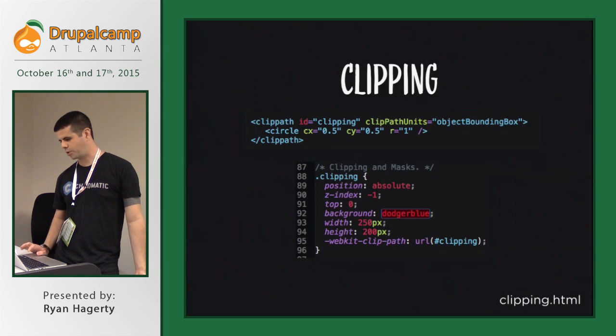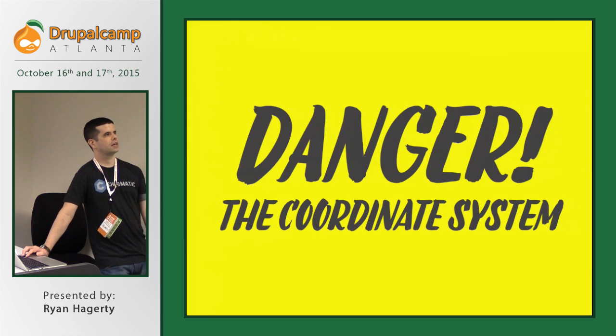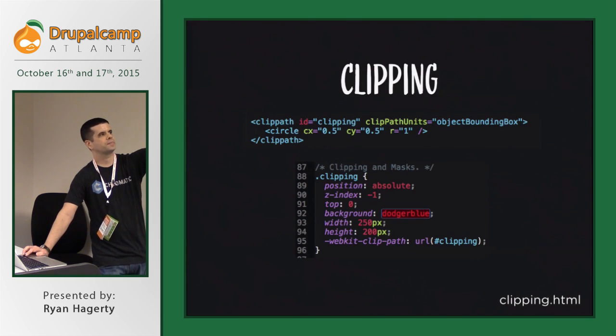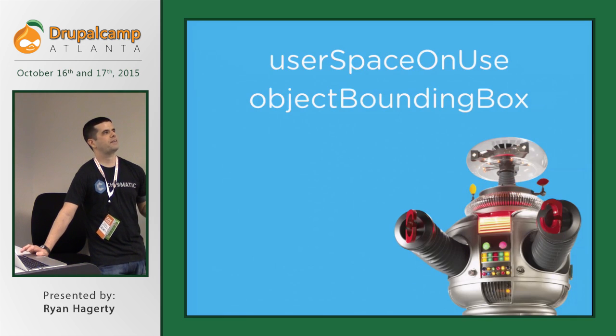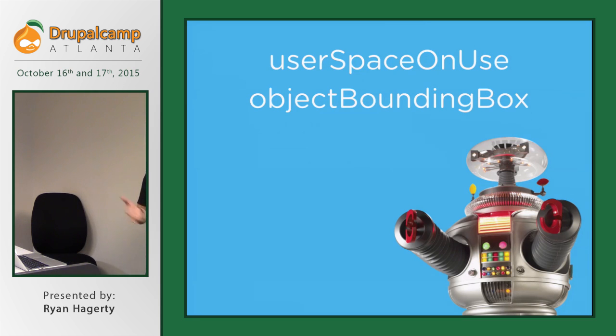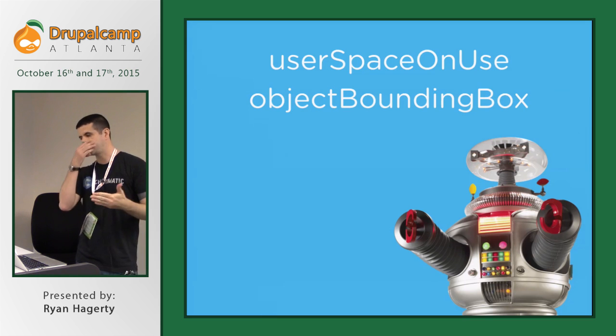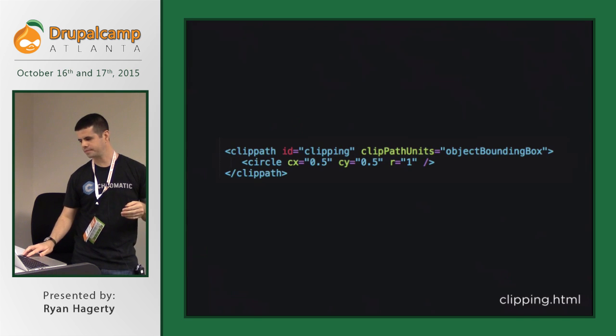All right, remember I was talking about clip path units in a second? Beware the coordinate system. With clip path units, there are two options, and this is just a caveat. If you ever use clipping, this is something you should know because it can cause you a really big headache if you don't know what's going on here. The default is userSpaceOnUse. That's always the default. And if you define it, the alternative is objectBoundingBox.